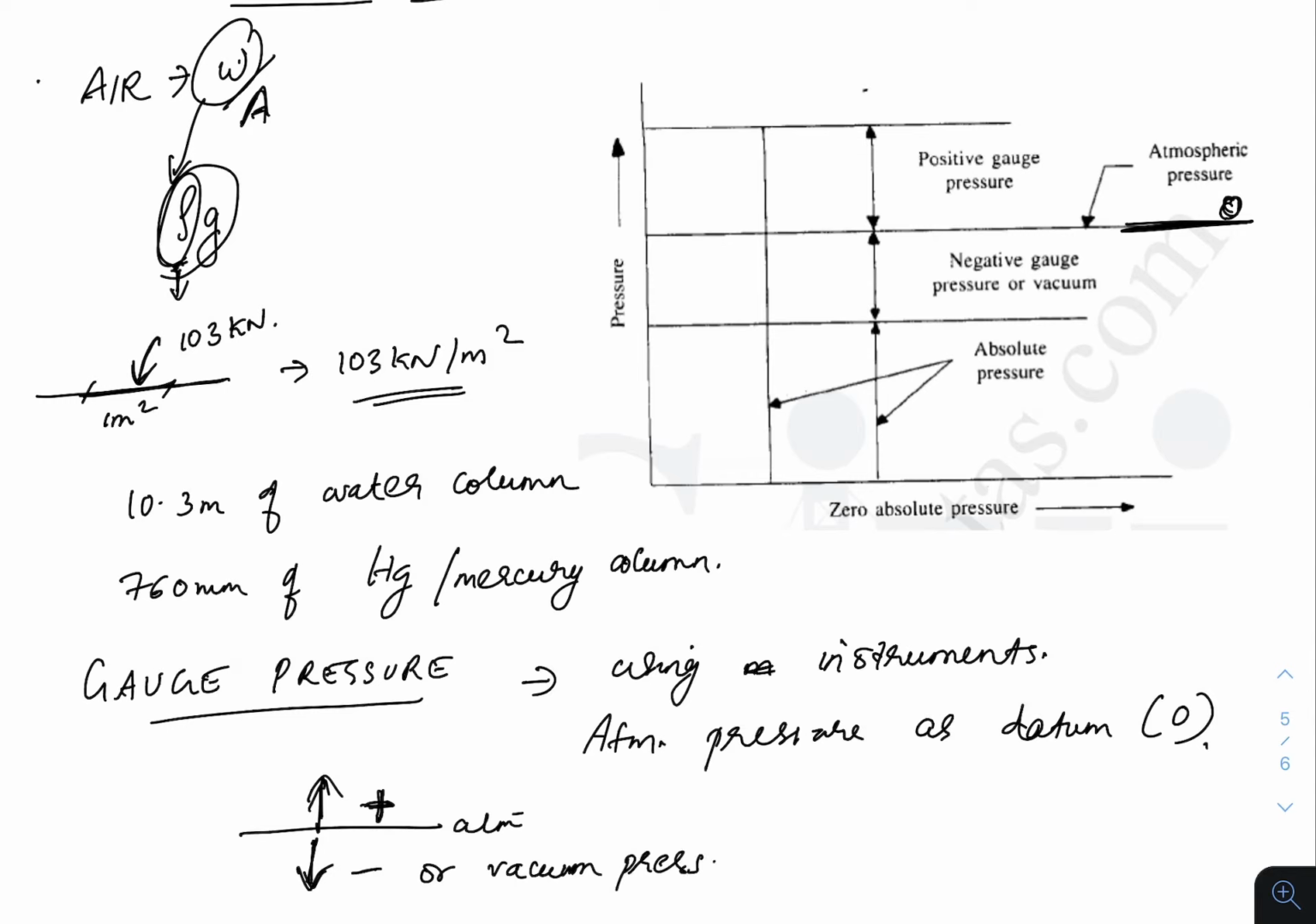From this figure, we will get this. The Y-axis is pressure. So here, this is our datum, that is the atmospheric pressure value, or 103 kilonewton per meter square, or 10.3 meter of water column, or 760 mm of Hg. So in this datum or zero point, if you take the value of gauge pressure, the value above will be positive gauge pressure and below this will be negative gauge pressure or vacuum pressure. Okay, that is regarding gauge pressure.